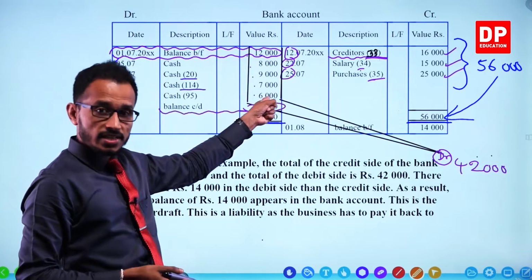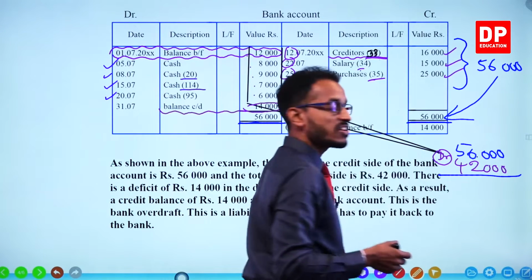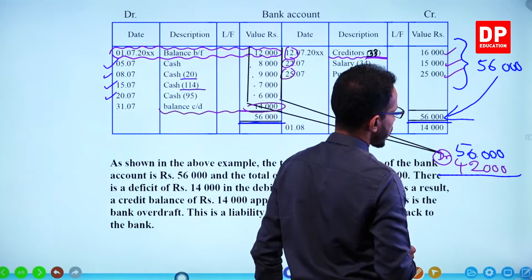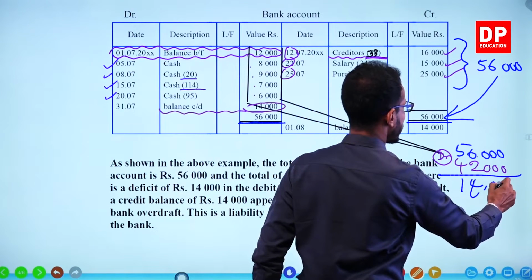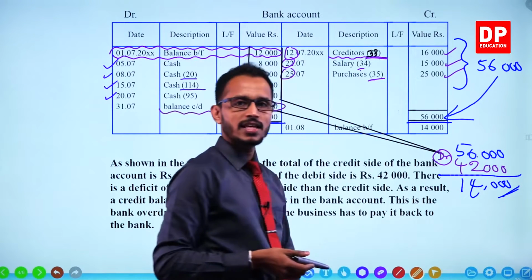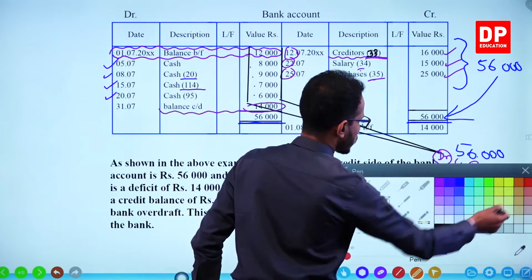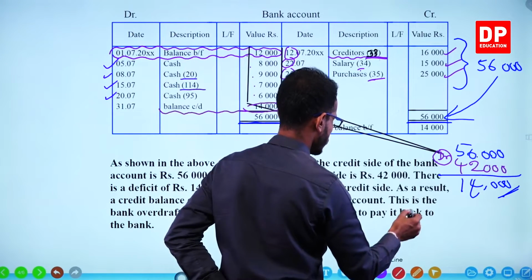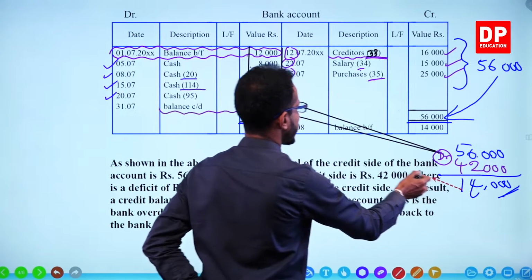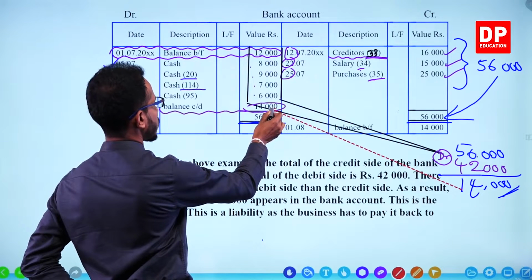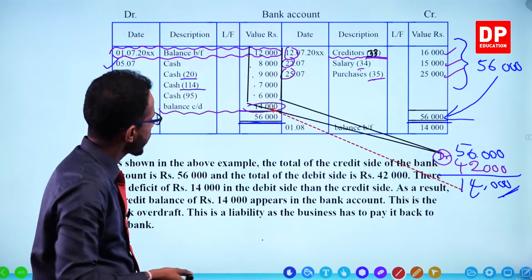Then take the shortage of the debit side. What you do is minus 42,000 from 56,000 and you get 14,000. That is the balance carried down. That goes here. The balance carried down. That is the balance. Okay?